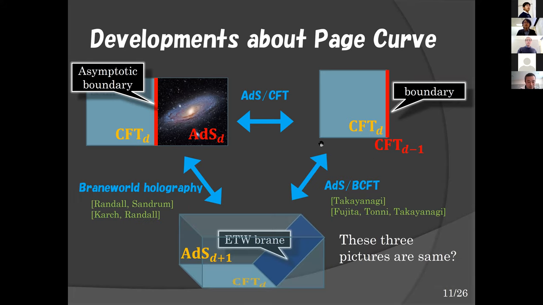And then from this picture, we can apply the AdS/BCFT to this boundary conformal field theory, then we obtain the same picture like this. And we believe that these pictures are equivalent in some sense, but for now we don't have an explicit example of the BCFT which shows the Page curve. So here, my motivation is to give one explicit example of the boundary CFT whose boundary shows the radiation, has the radiation.